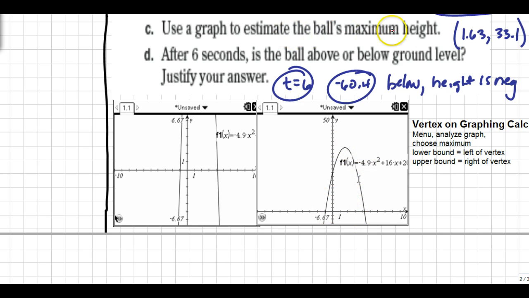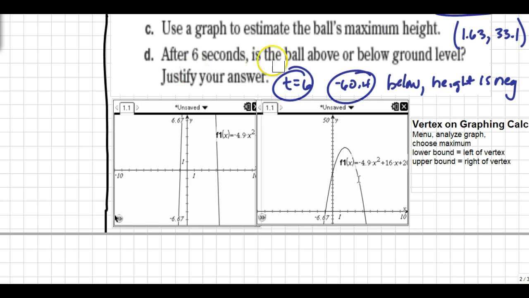And so now I want to estimate its maximum height, so I want to identify where that vertex is. To do that on a CAS calculator, after you've graphed it and you can see where the point is, choose Menu, Analyze Graph, and then choose, instead of intersection like we've done in the past, choose Maximum. And again, highlight somewhere to the left and somewhere to the right of where the vertex is, and it should identify that vertex for you. And so when you do that, you should get about 1.63 for x or for t, and about 33.1.